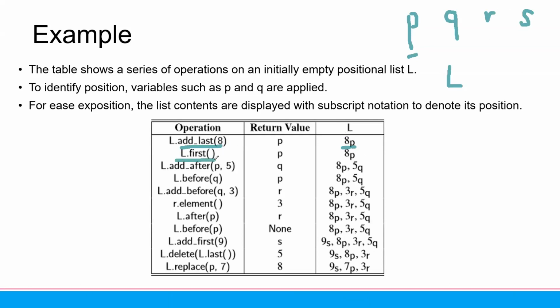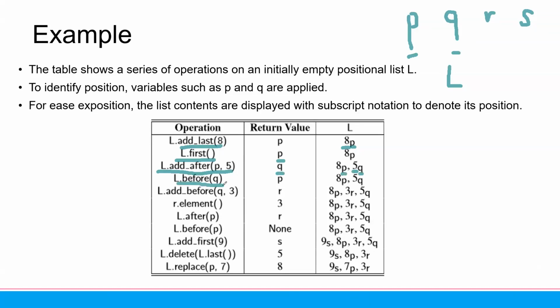I want to check what is the first. So the first will give you P. And then if I want to add after the position P a number 5, then I will have a returned value Q, because the next variable is Q, and 5 will be added after the P. So the Q will be added after the P, and the value is 5.